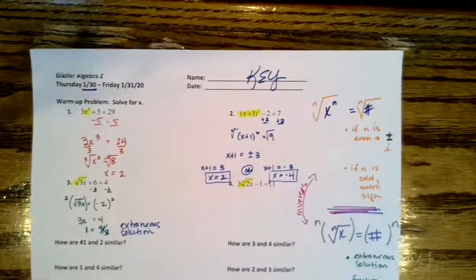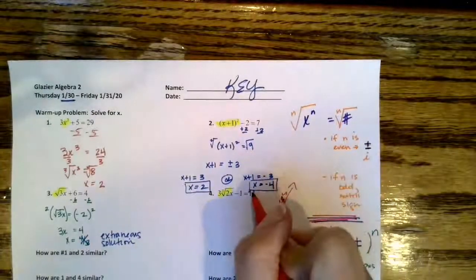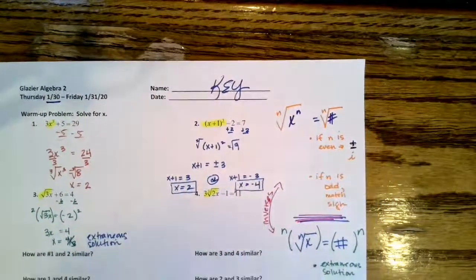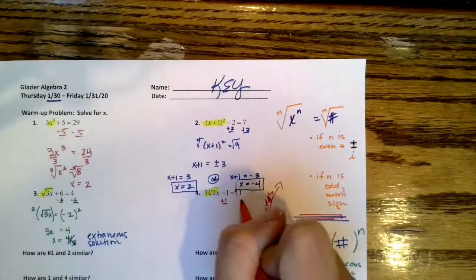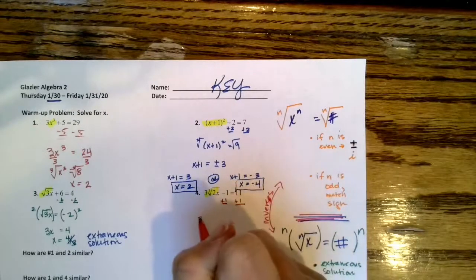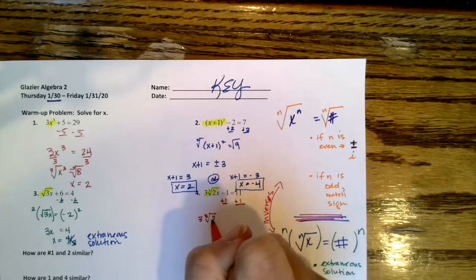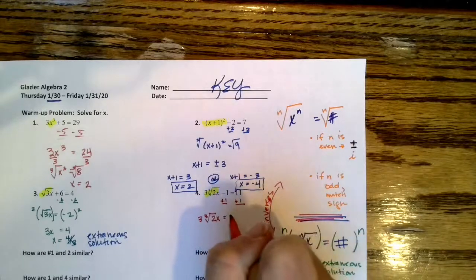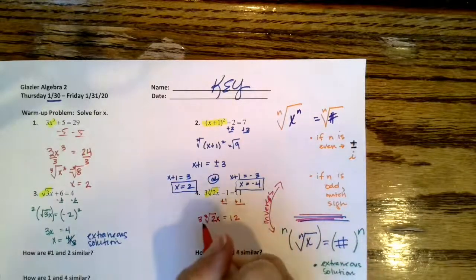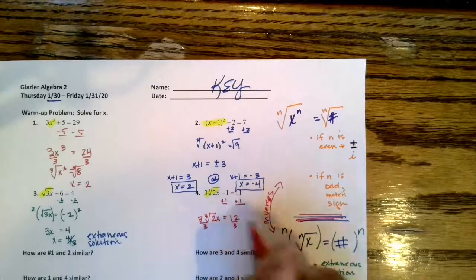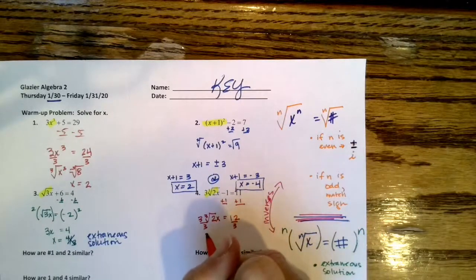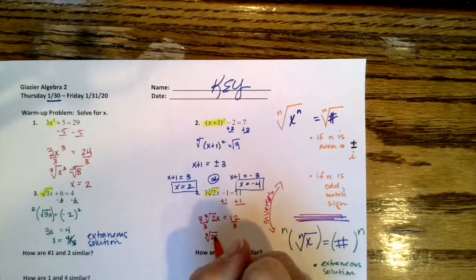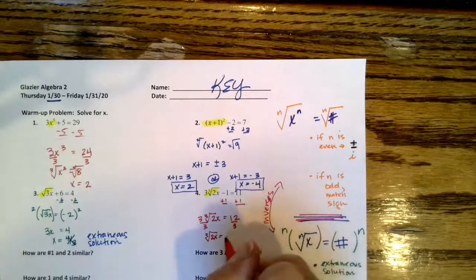Okay, this last one. Our first step is, of course, to isolate the radical term. So this one has to go first. So 3 times the cube root of 2 times x is equal to 12. Divide by 3. Divide by 3. So I get the cube root of 2x is equal to 4.